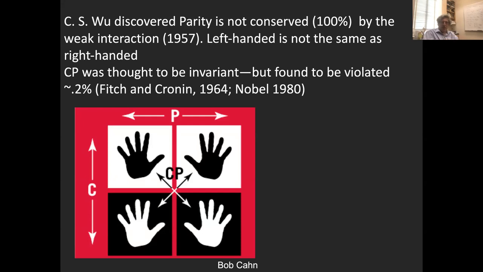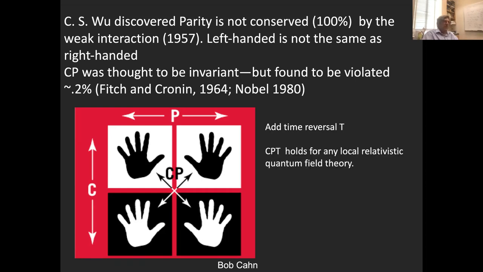So C.S. Wu, who I'll tell you about in a minute or two, discovered that parity is not conserved by the weak interaction. Left-handed is not the same as right-handed. CP was thought to be conserved, but found to be violated by Fitch and Cronin. They got the Nobel Prize. In case I forget to say it later, the omission of C.S. Wu for a Nobel Prize was a huge mistake of the Nobel Committee. And everybody thought so at the time and thought so afterwards, but that is what happened.